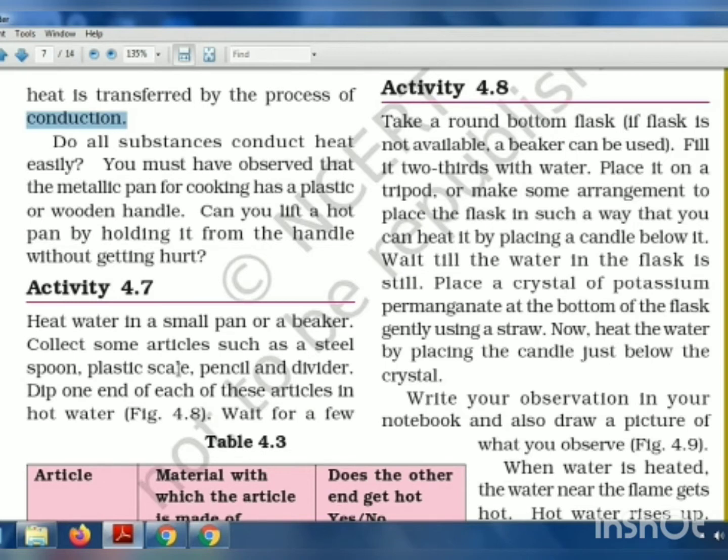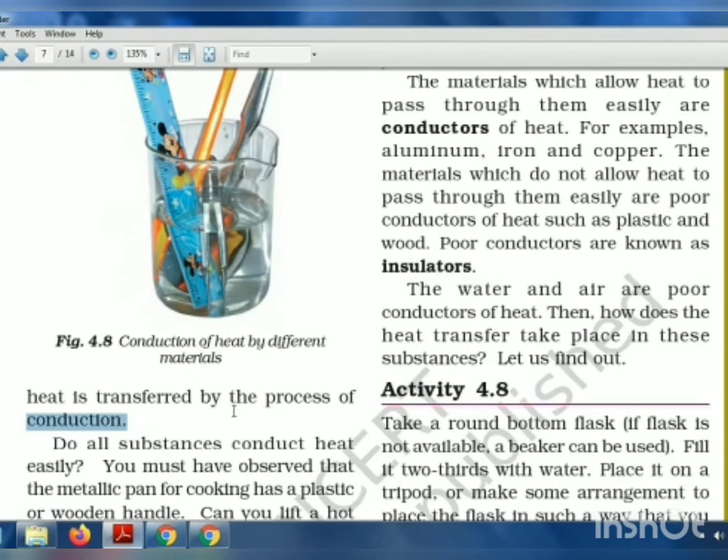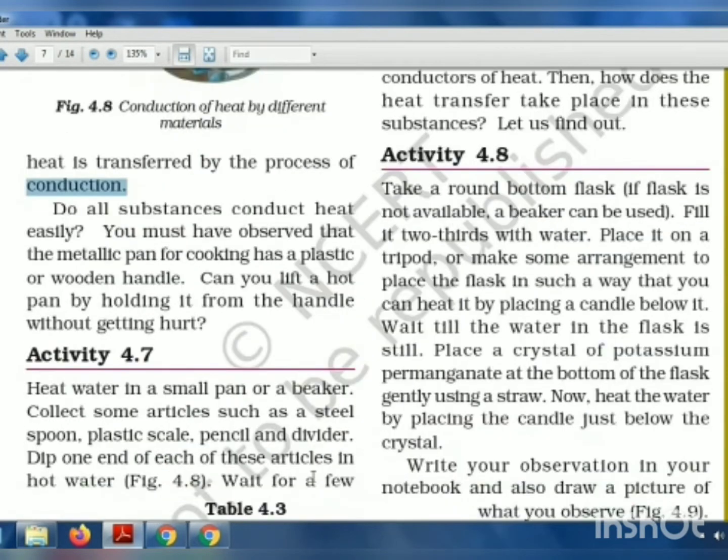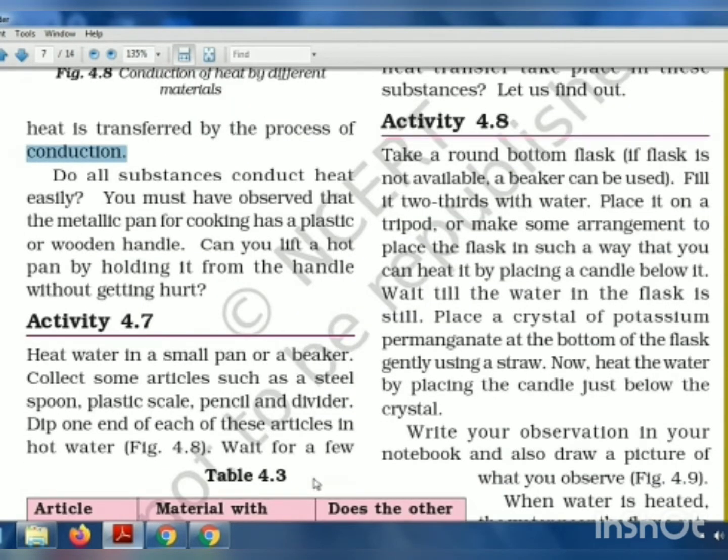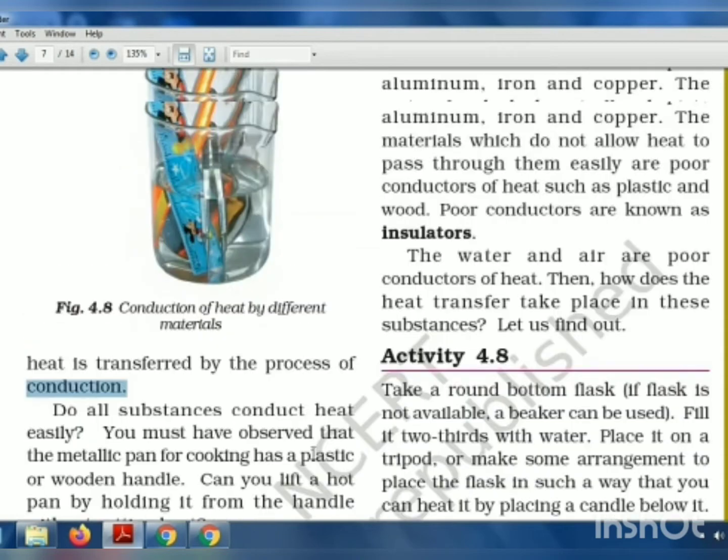They have asked you one more activity. This is also a very easy activity. What you can do is heat water in a small pan or a beaker. Collect some articles such as those made of steel, a spoon, plastic, a scale, a pencil, and a divider. Dip one end of these articles as they have shown, and find out in which of these objects you will find the other tip is hot.